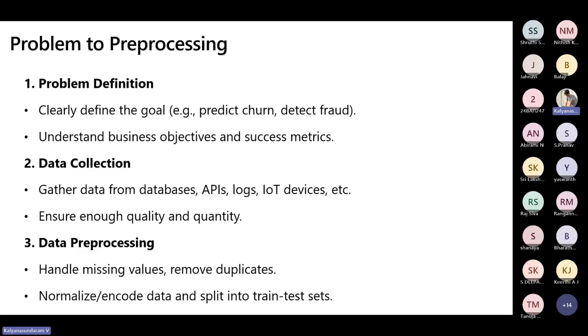So the first one is problem definition. Clearly define the role. For example, whether you are going to do a prediction, a detection, or a classification. Either of these three. First, you have to make it clear what your problem statement is, because without a problem statement we can't move further, right? Then you have to understand the metrics.